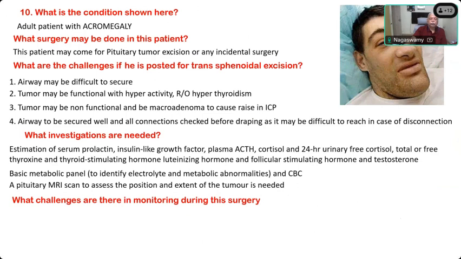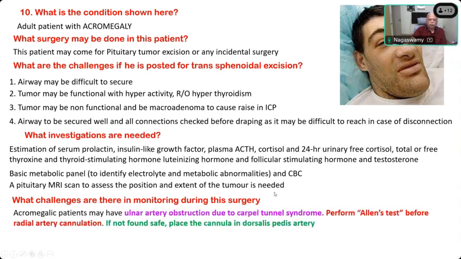I thought we discussed this in class. Management of pituitary adenoma, transsphenoidal surgery, we will discuss in one of the lectures. So, ulnar artery obstruction due to carpal tunnel syndrome, it's very common.